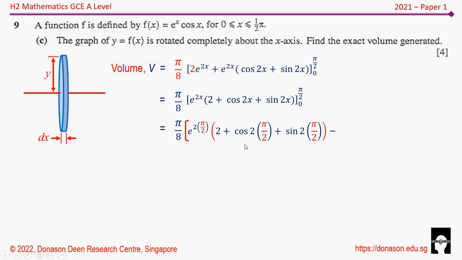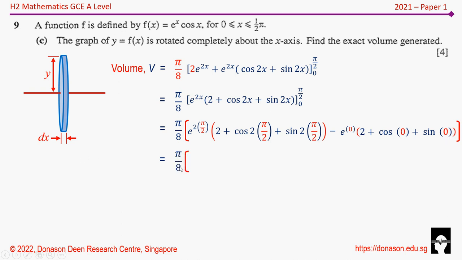and cosine of 2 times pi over 2. 2 times pi over 2 is going to become pi, and cosine pi would of course be -1. And then this part is going to be sine pi. Sine pi is of course 0. Then we have to substitute the lower limit of 0. E to the power of 0, twice of 0 is 0. And then we have cosine twice of 0 is 0. And sine twice of 0 would of course be equal to 0.